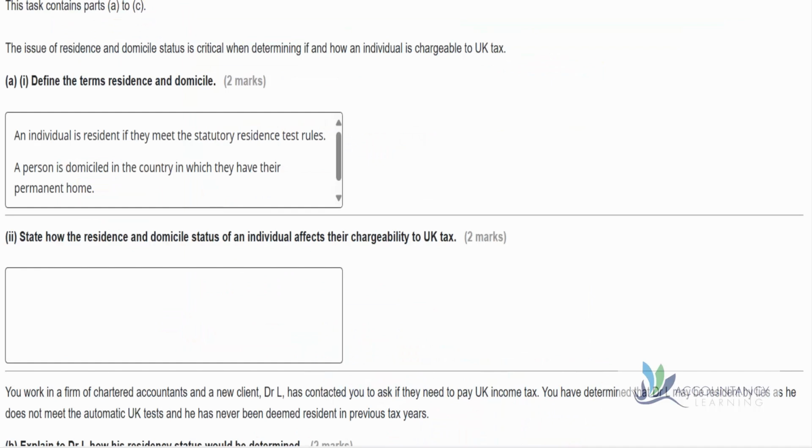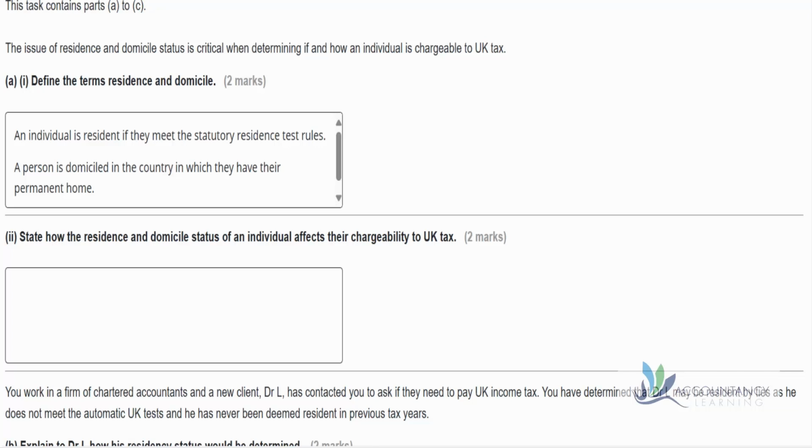Then a person is domiciled in the country in which they have their permanent home. So notice that domicile is different from nationality or residence. So a person may be resident in more than one country or have dual nationality. But under UK law, they can be domiciled in only one country at a time, where there is their permanent home.